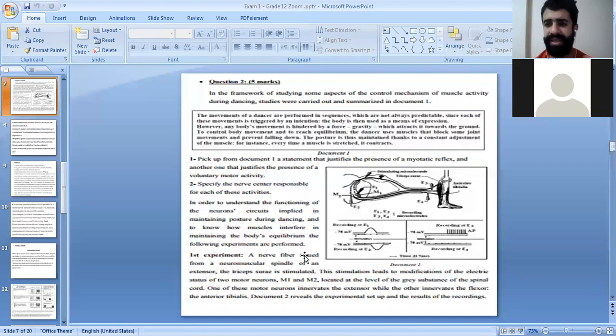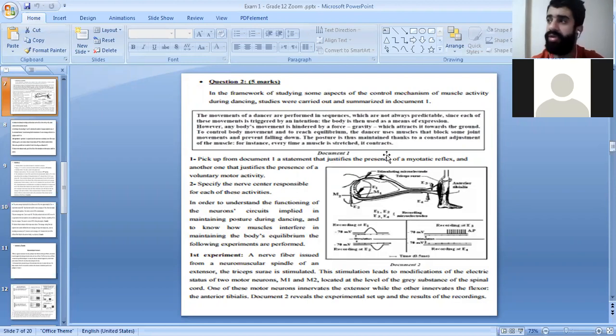This sentence explains that we have a motor activity, either voluntary motor activity or a myotatic reflex. So we have a myotatic reflex: the muscle is stretched, so the muscle contracts as it's stretched. So this explains that we have a myotatic reflex.